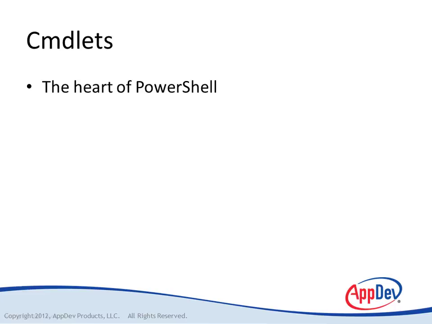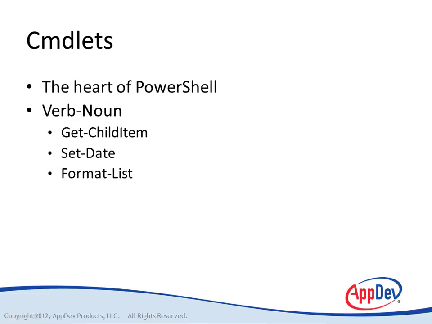Now, the astute folks among you have noticed that there's a pattern to the way PowerShell cmdlets are named, and that is that they follow a verb-noun convention. So we have commands like Get-ChildItem and Set-Date and Format-List. In fact, Microsoft publishes a list of approved verbs so that people can follow a convention. But Get always means the same thing, and Set always means the same thing.